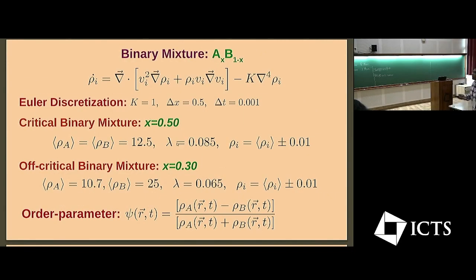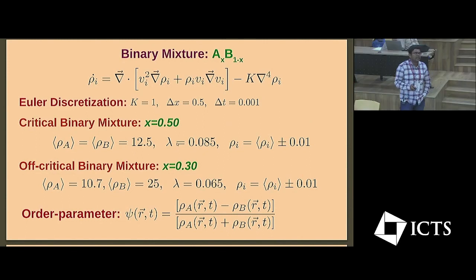Yeah, so we consider a binary mixture. We take A with fraction x and B with fraction 1 minus x, and we have the evolution equation, which looks like this, and the velocities are calculated from the previous expression. Okay, so we numerically solve this equation. We set the parameter value k equal to 1, and we discretize this equation using the Euler discretization technique. We set delta x to be 0.5 and dt equal to 0.001. Okay, for the critical binary mixture, our x is 0.5. So basically 50% A, 50% B, and the average density of A and B we set to be 12.5.